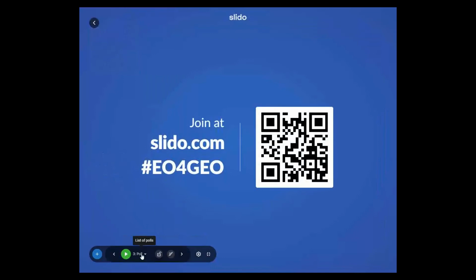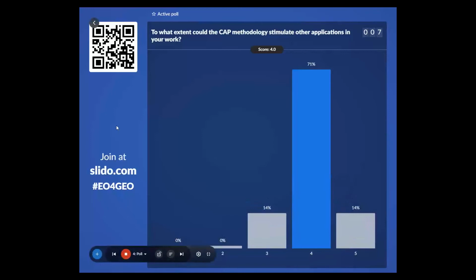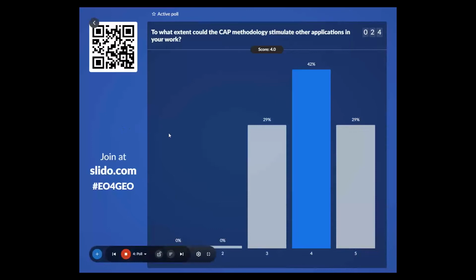So now going into more details, please vote to what extent could the CAP methodology stimulate other applications in your work? Because you saw many methodologies based on remote sensing and geoinformation technologies playing a key role in the CAP context, but I guess that what you have seen can stimulate other applications in your work. Yes, surely, as you presented in some slides, because we have to remember that this sector has been funded by the community with more than 40 billion euro each year. That means that each country must manage a lot of money for managing and providing this system.